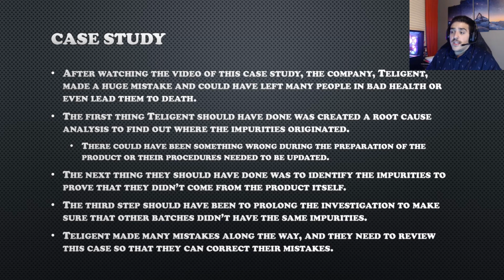The first thing Intelligent should have done was create a root cause analysis to find out where the impurities originated. There could have been something wrong during the preparation of the product, or the procedures just needed to be updated. The next thing they should have done was to identify the impurities to prove that they didn't come from the product itself. The third step should have been to prolong the investigation to make sure that the other batches didn't have the same impurities. So, Intelligent made many mistakes along the way, and they need to review this case so that they can correct the mistakes.